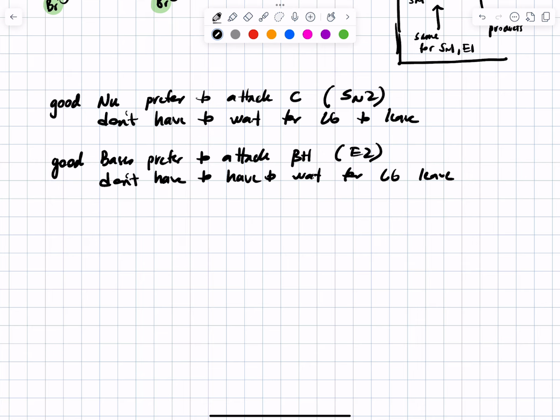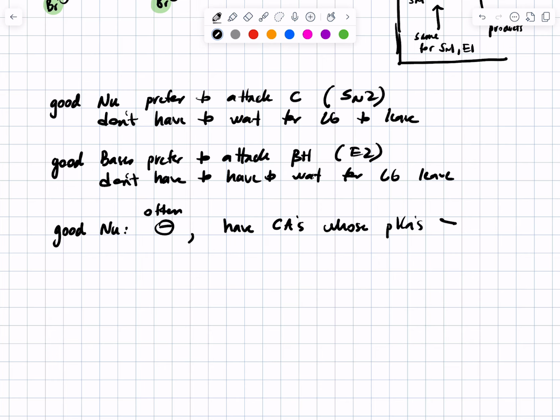Okay, so that begs the question then, what is a good nucleophile and what is a good base? We've dealt with what are good nucleophiles before. Good nucleophiles in general have a negative charge, not always, but often. And they have conjugate acids whose pKa's are greater than 0.